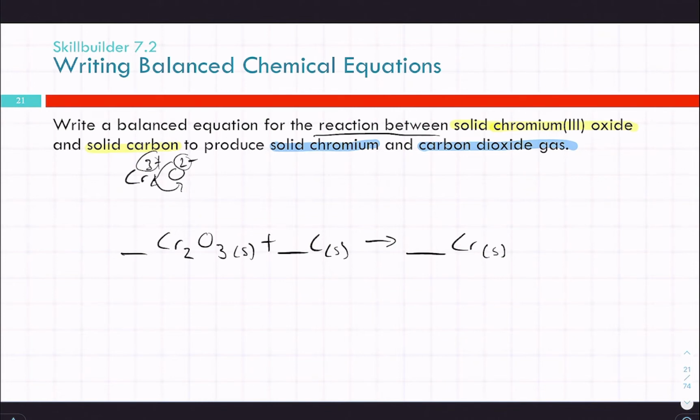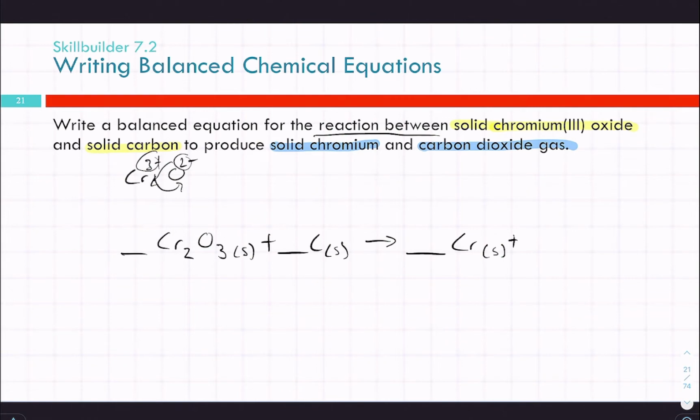What was that? Is that an S or is that a 5? Oh, it's an S. Yeah, I'll try and make sure I'm very specific about that. But yeah, those are S's because each of those is a solid.